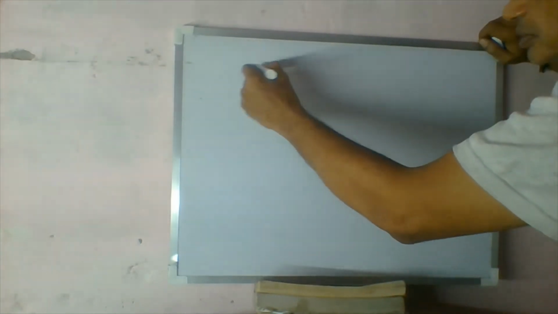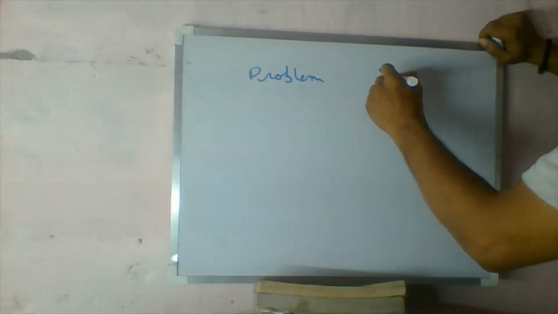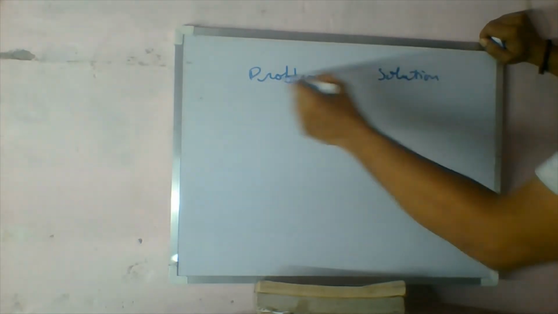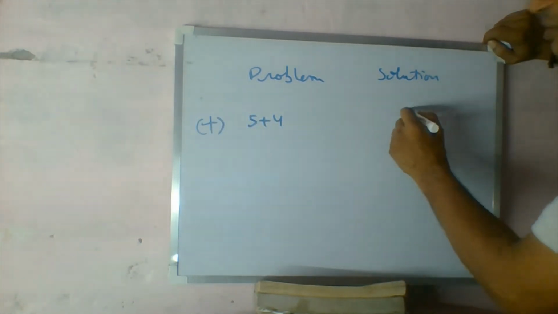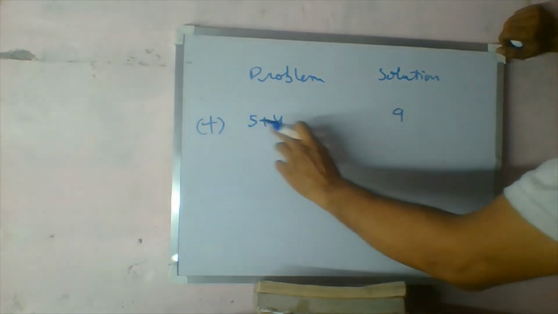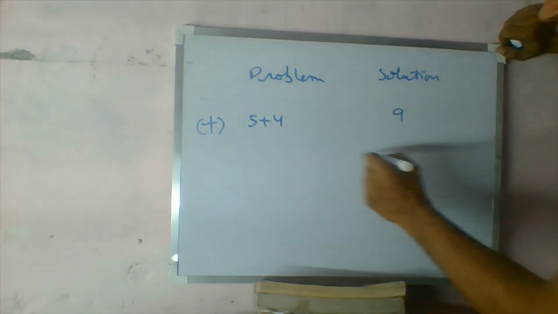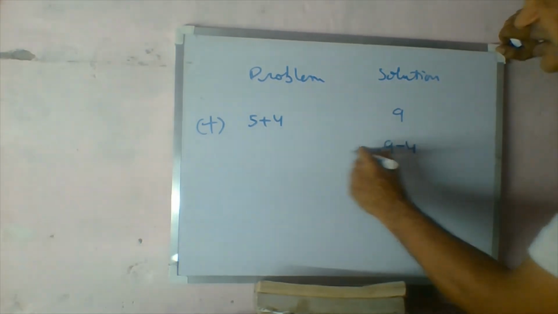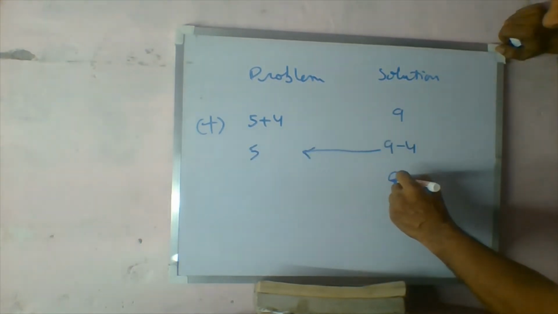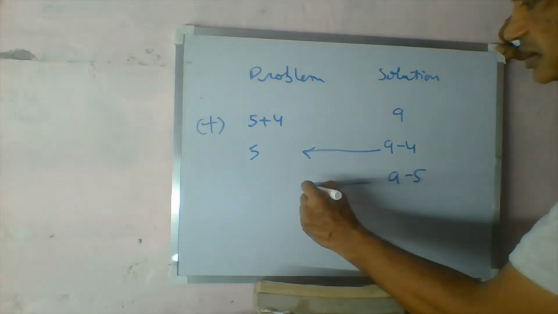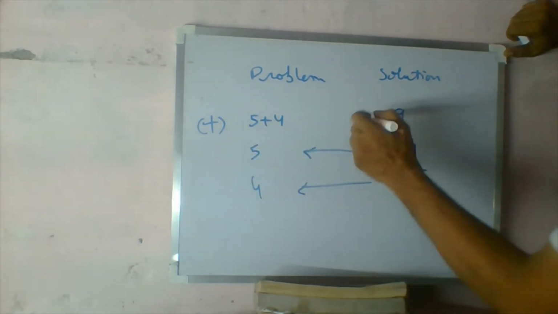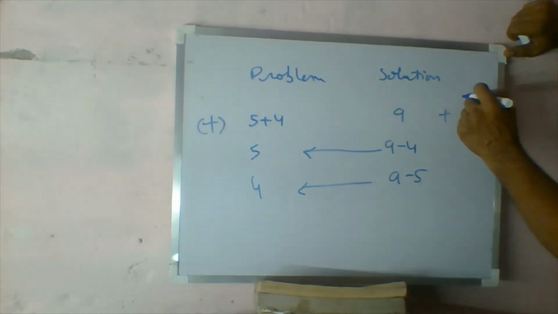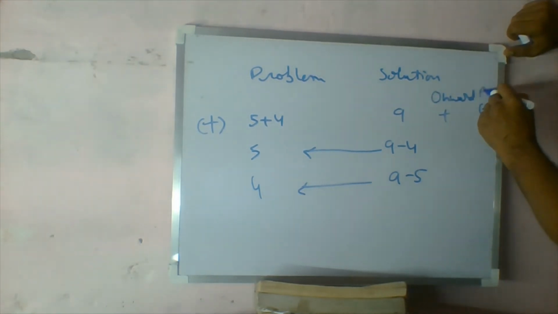So, problem, solution. Let us examine this for the sign plus. So I have 5 plus 4 equal to 9. Now if I have to go back, I can do it in two ways. 9 minus 4, it will be 5. Or 9 minus 5, it will be 4. So for plus, onward, we have minus as the return function.